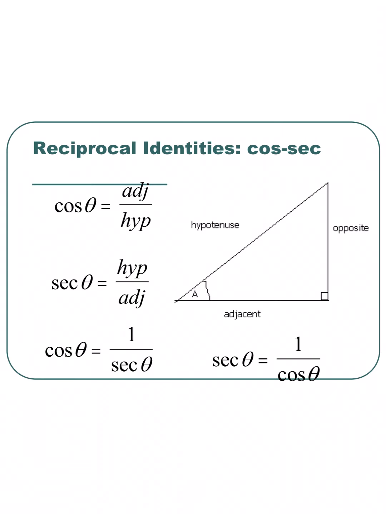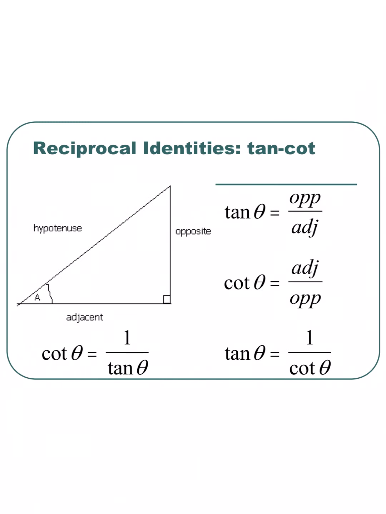We can see the same thing is true for our cosine and our secant. Again, they are reciprocals. So whereas the cosine is going to be the adjacent over the hypotenuse, the secant would be the hypotenuse over the adjacent, which would lead us to our two reciprocal identities. The cosine is 1 over the secant, whereas the secant is 1 over the cosine. And rounding out our reciprocal identities, we have the tangent and the cotangent. Once again, they are reciprocals, so we see our ratios here are flipped. The cotangent would be 1 over the tangent of theta, whereas tangent would be 1 over the cotangent of theta.